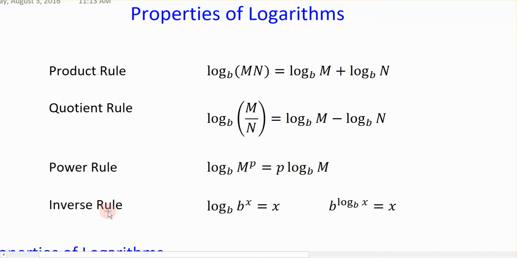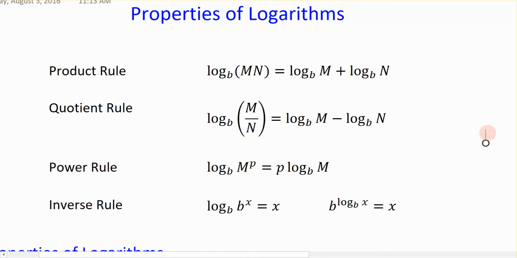Finally, we have the inverse rule. The inverse rule is going to say if I have log base b with the argument having a base b raised to the x power, those bases cancel and we are left with just whatever the power was. Similarly, if I have a base of b raised to log base b, those b's have to be the same, and that's going to give me just the argument x. So this is a very handy rule when we are simplifying expressions.